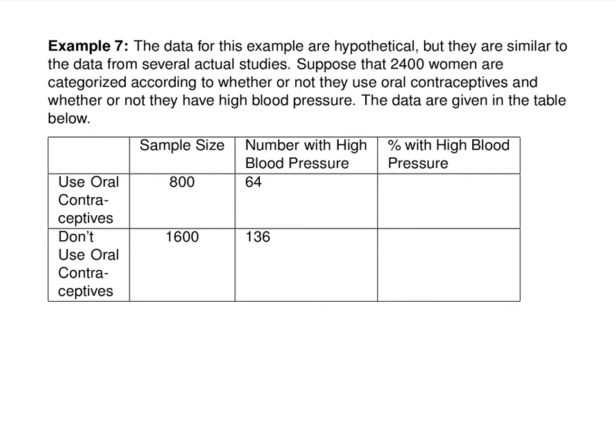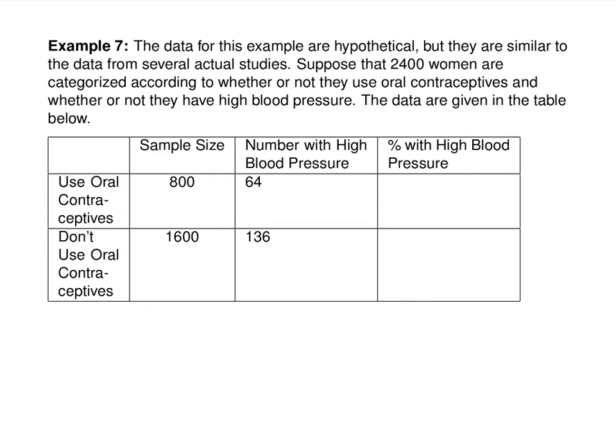So let's look at an example where Simpson's paradox comes into play. The data for this example are hypothetical, but they're similar to the data from several actual studies. This study is trying to look at the rate of high blood pressure in groups of people who use oral contraceptives and groups of people who don't. We have 22,400 women who are categorized according to whether or not they use oral contraceptives and whether or not they have high blood pressure. So here's the data we have in this table.